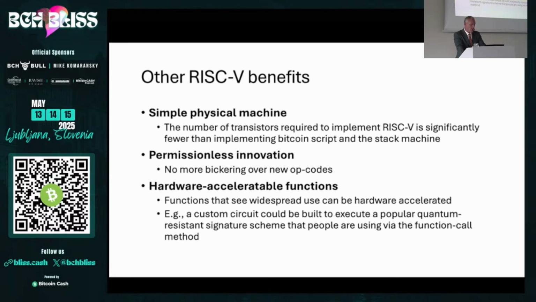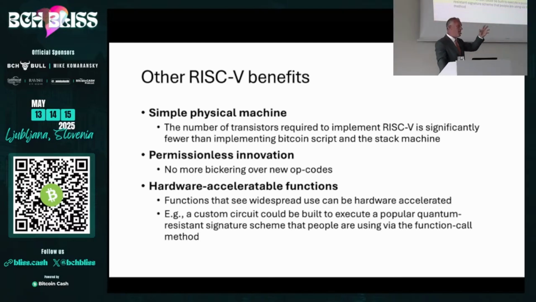And then the other point is hardware-acceleratable functions. So you might have a function that gains widespread use. Everyone agrees it's useful, like that new quantum signature scheme. So if everyone's calling that same function that runs 20 kilobytes of RISC-V assembly, well, we can optimize that and create a secondary hardware path that computes that more efficiently in the future. And that doesn't require a soft or a hard fork. It's just an optimization.